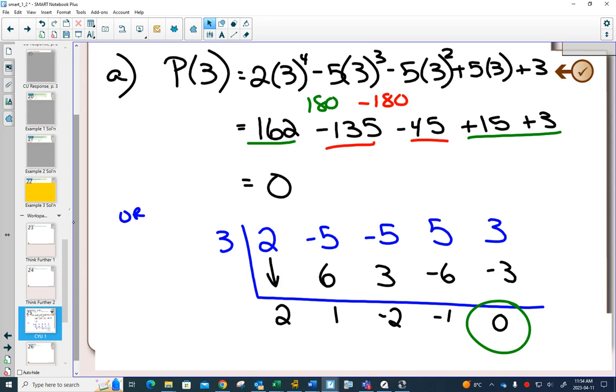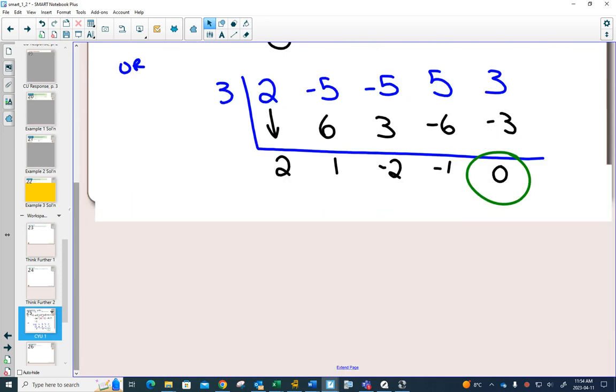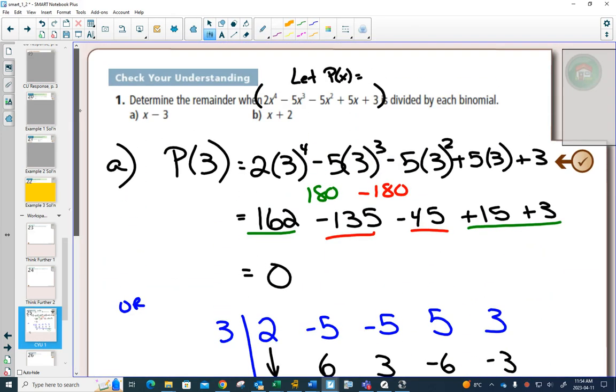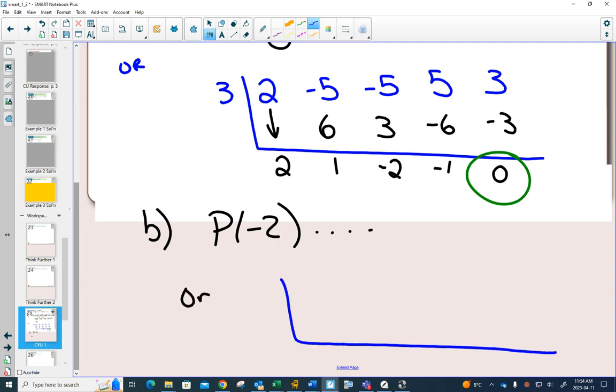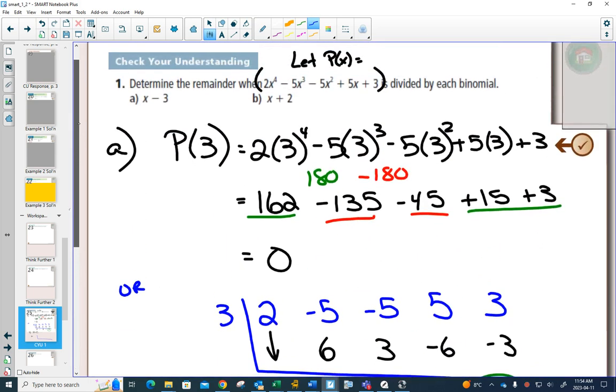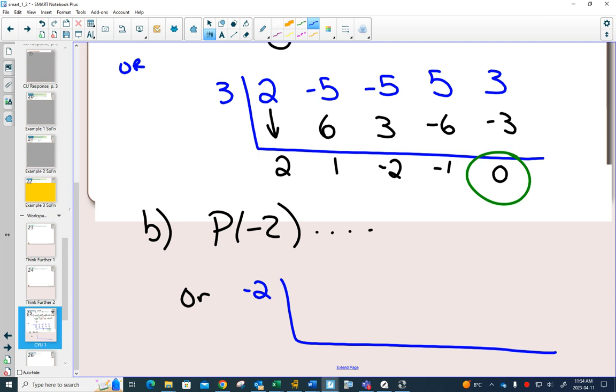So if I went to part B, and it asked me to find the remainder, and we're dividing by x plus 2, that means I could do p of minus 2. I'm like, oh, that's bigger than 1. Or I could use my synthetic division. And if I'm dividing by x plus 2, there'd be a minus 2 out in front. 2, negative 5, 5, 3.